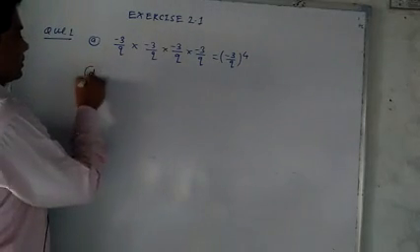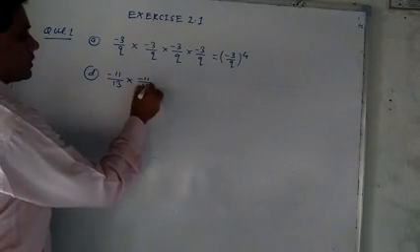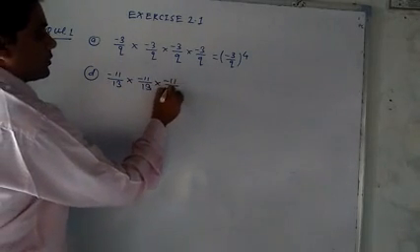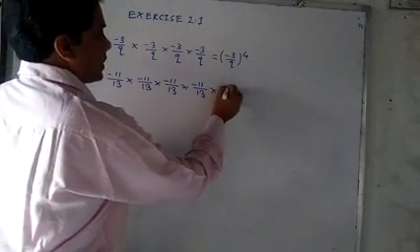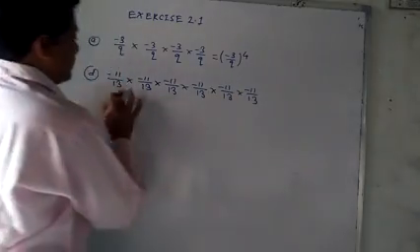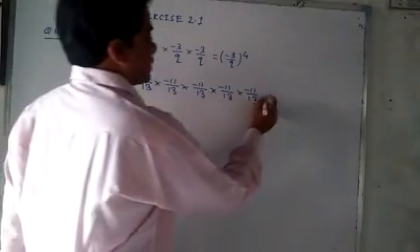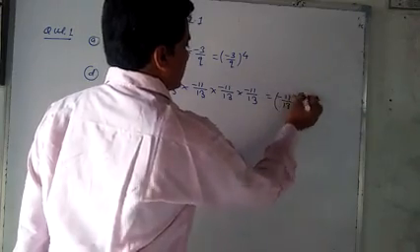Now d, minus 11 by 13 into minus 11 by 13 into minus 11 by 13 into minus 11 by 13 into minus 11 by 13 into minus 11 by 13. 1, 2, 3, 4, 5, 6 means minus 11 by 13 to the power 6.